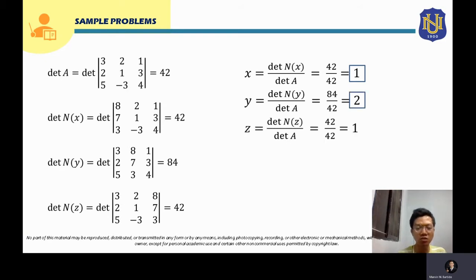Now for the value of z, the determinant of Nz is 42, and the determinant of A is 42. So 42 over 42 is 1. So that will be the value of z. So these are now the answers for the second example using Cramer's method. x is equal to 1, y is equal to 2, z is equal to 1.